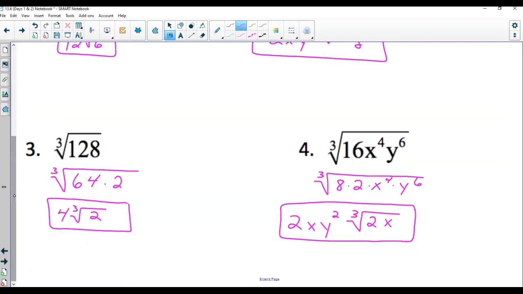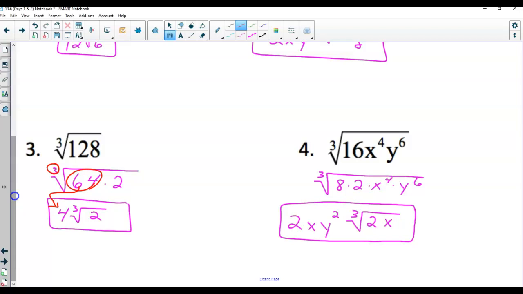Number 3. I'm coming into cubes now. I'm looking for perfect cubes. So now I'm switching gears. I'm thinking of 8 and 27 and 64 being perfect cubes. And I know 128 comes from 64 times 2. And I know 64 is a perfect cube. It is 4 to the 3rd power. So that comes out. That is my 4. And the 2 stays underneath the cube root. So I have 4 cube root of 2.